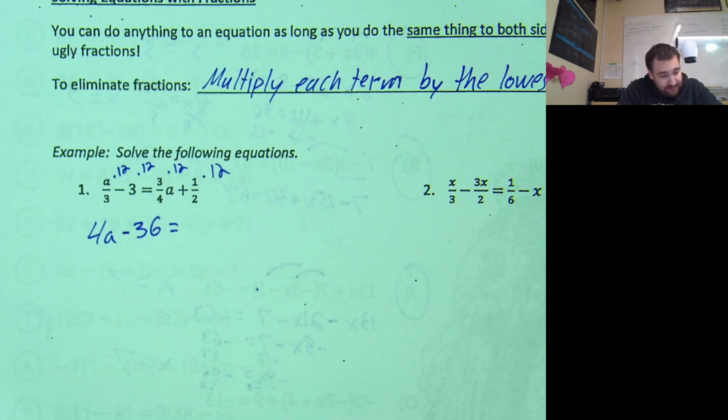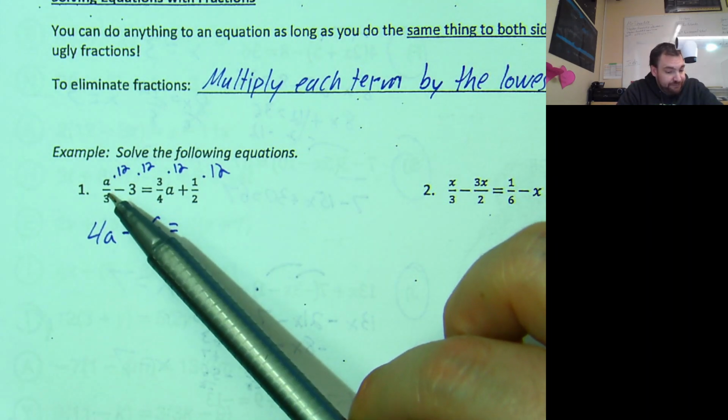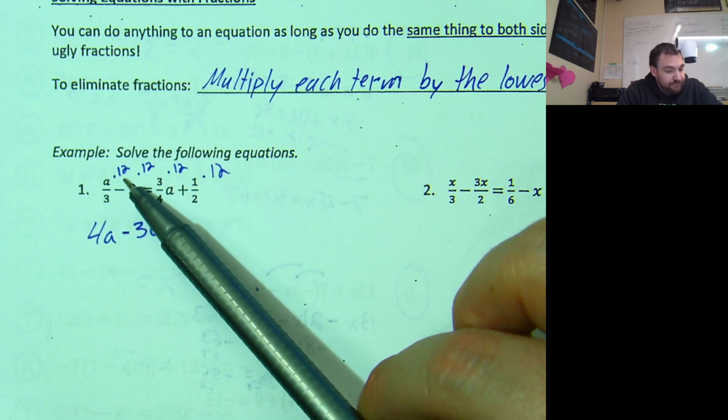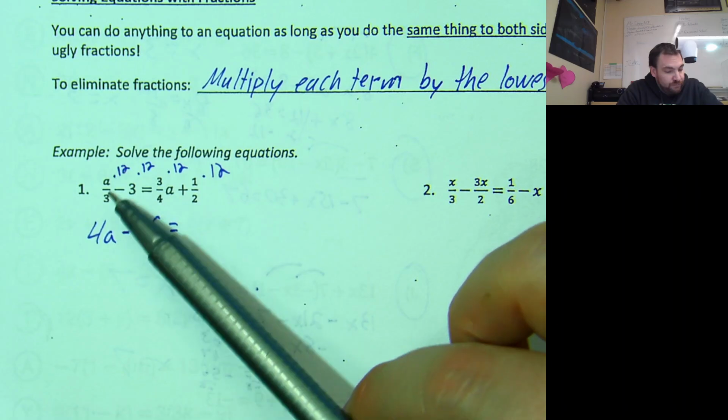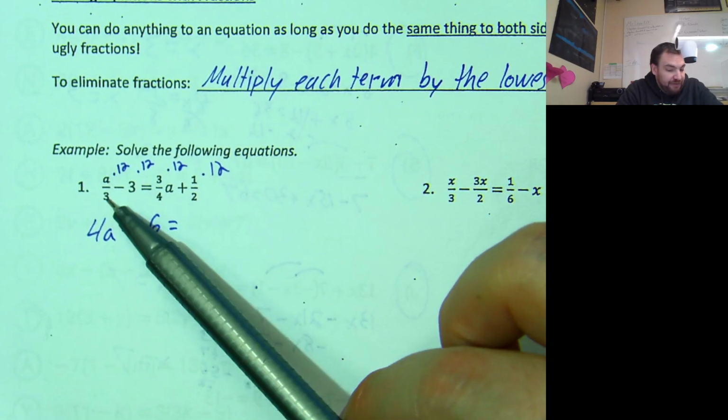Yes, Danny. I have a question about a over 3. Because to get to 12 you multiply 3 by 4. So could you just right away go, oh, I did that by 4, and then I multiply a by 4 and I got 4a? Yeah, because 12 divided by 3 is 4. That's how we're getting that.